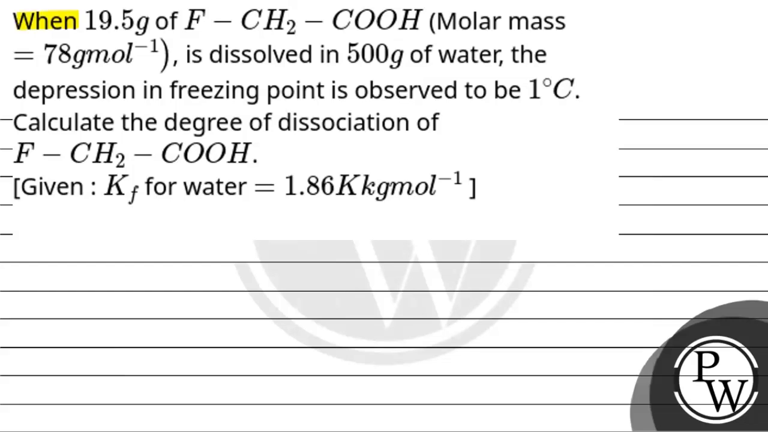The question says, when 19.5 gram of FCH2COOH or fluoroacetic acid of molar mass 78 gram per mole is dissolved in 500 gram of water, the depression in freezing point is observed to be 1 degree Celsius. Calculate the degree of dissociation of fluoroacetic acid. Kf of water is given as 1.86 Kelvin kg per mole.